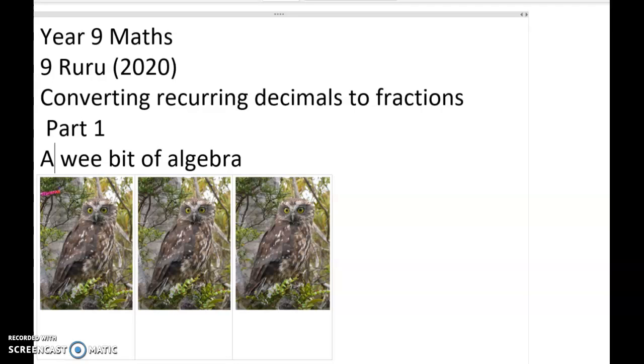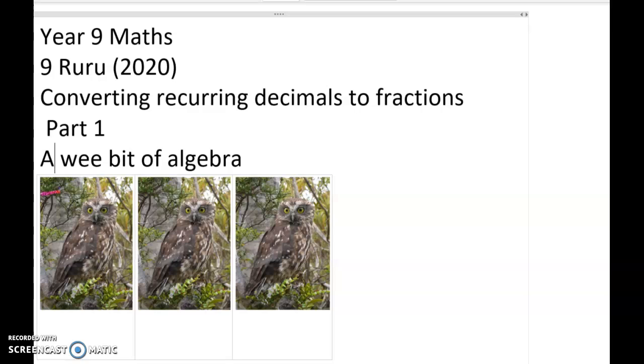Kia ora, Year 9. This video follows on from the ones I made yesterday that look at how we go from a fraction to a recurring decimal. So in this one, we're going to work the other way around. How do we convert recurring decimals back into fractions? There's a wee bit of algebra in these, but usually students find these more fun than the first way around.